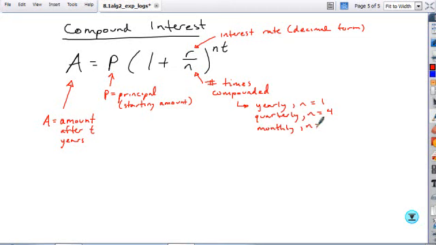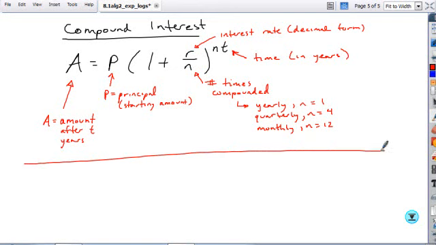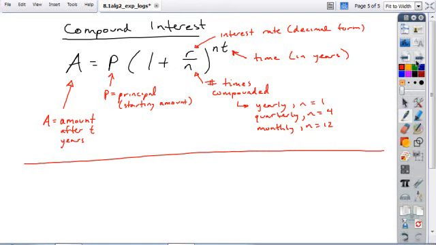Yeah. So you guys can see all the different ways that it can be compounded, right? So N just means the number of times it's compounded. Okay? And then finally T is the number of years. Okay, so that's all the pieces and what they're representing. And so it's just a matter of kind of following this pattern. Okay, so let's take a look at one example of this.